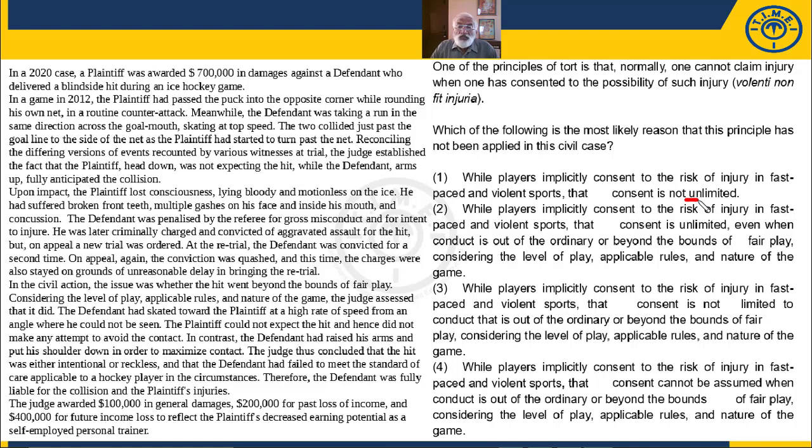4. While players implicitly consent to the risk of injury in fast paced and violent sports, that consent cannot be assumed when conduct is out of the ordinary. That means you can't say that the person has consented when you're talking about actions which were beyond the bounds of fair play, beyond the rules, beyond the applicable rules and nature of the game. And that's exactly what happened over here. The fellow was hurt or injured because the other guy actually engaged in play that was a foul. And people are not consenting to the hurt that happens because of gross violation of the rules.